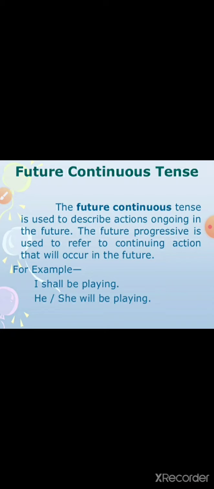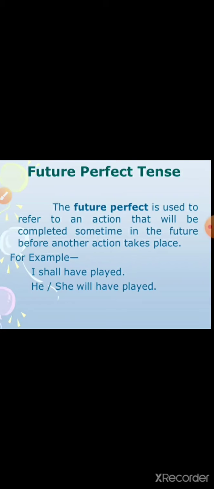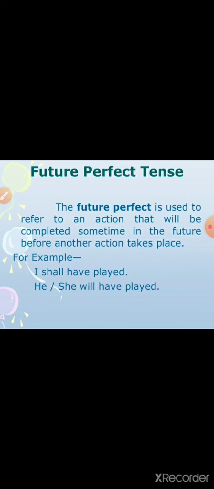ठीक है, so any action that is likely to be going on in future at some time, that is future continuous tense. Remember the rule, it is subject plus shall be or will be plus ing form of verb plus rest of the sentence. Next comes future perfect tense.